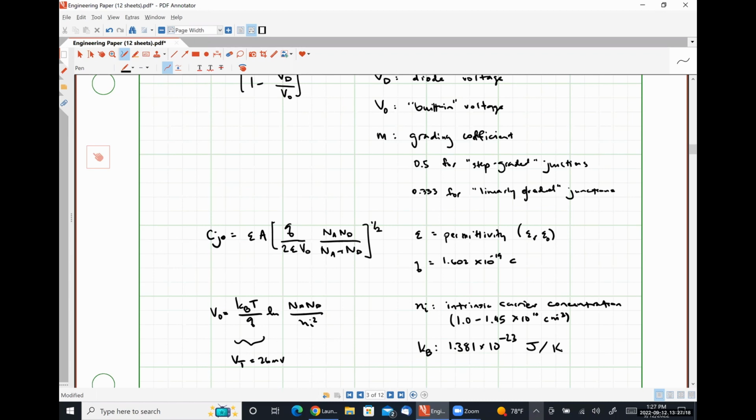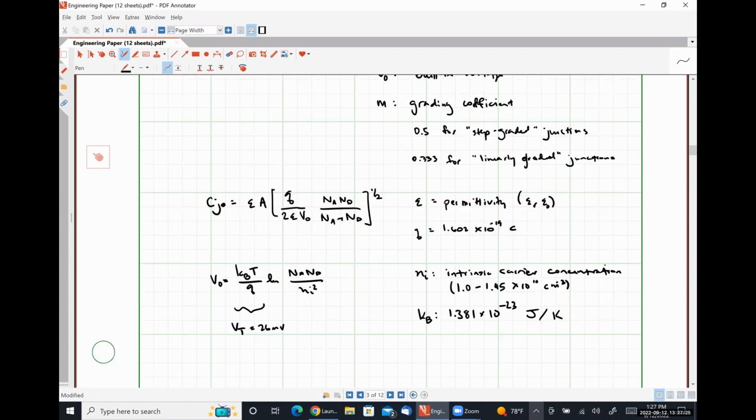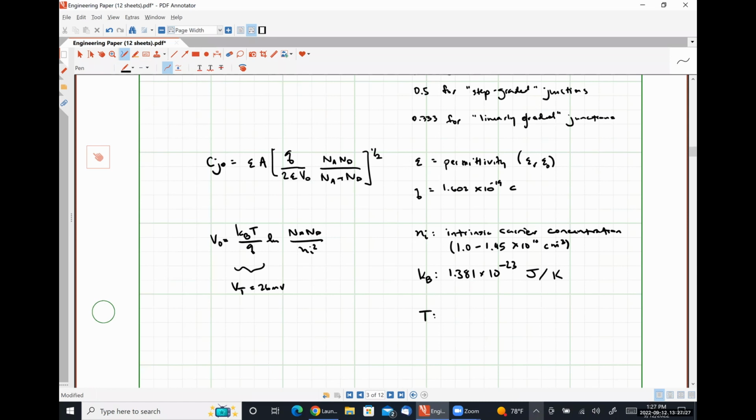Yeah, I don't know why I have electron volts per Kelvin written there because I know that's wrong. And capital T here is the temperature measured in Kelvin. All right.